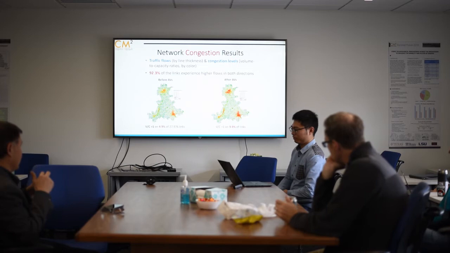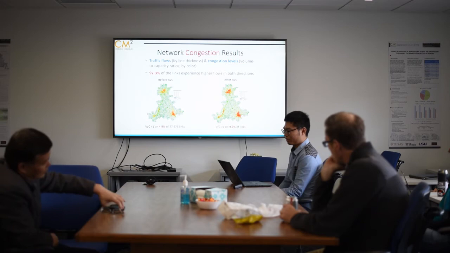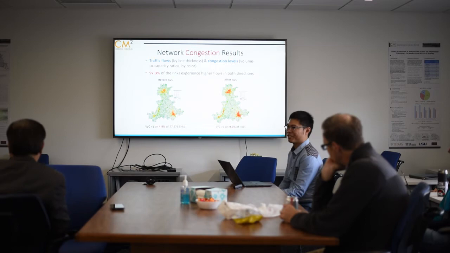In static traffic assignment, this volume is actually the demand. If the demand is greater than the capacity, it means there is already congestion on the road.